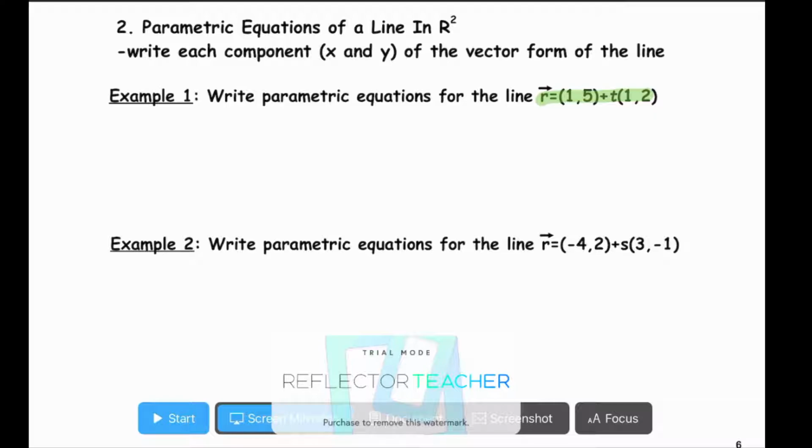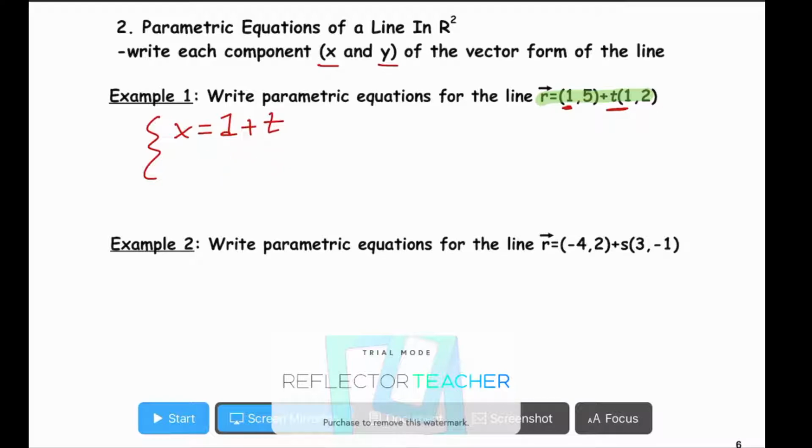Here, we're going to split it up. So let's work through our example. We're going to split up into x and y as separate parts. And let's take a look. So it's going to look something like this. I'm going to have the x component equals 1 plus t. Where did that come from? Well, I knew that I was starting with an x component of 1. And how many times t? 1 times t. So basically this is 1 plus 1 times t, which simplifies to 1 plus t.